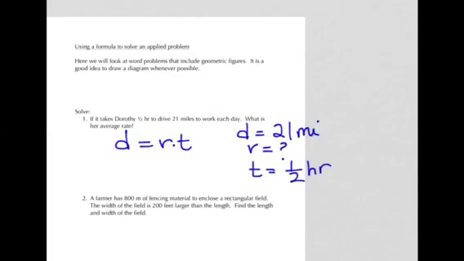So we can now substitute in what we know. 21 equals her unknown rate times her time, which is 1/2 an hour. How are we going to get the rate alone? You can either divide both sides by 1/2, or you can think about multiplying by the reciprocal to clear the 1/2. So 2 times 21 on the left is 42, and on the right the 2 and the 1/2 cancel, giving you the rate. So her rate was 42 miles per hour.